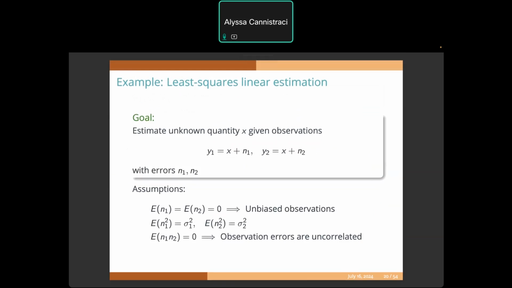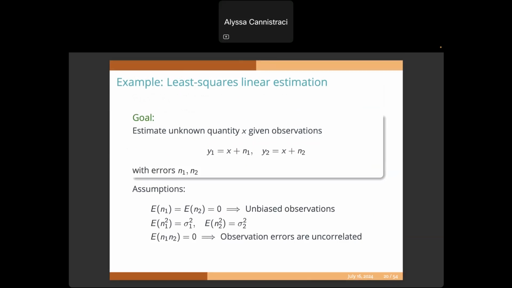So the first assumption that we're going to make is that we have unbiased observations. So we expect that on average n1 and n2 are 0. This is just saying that the noise in my observations is not really skewed to be super large, and it's not really skewed to be super negative. It's on average around 0.